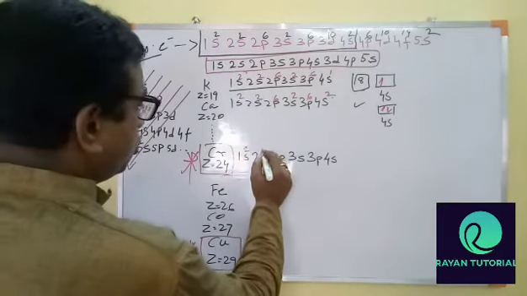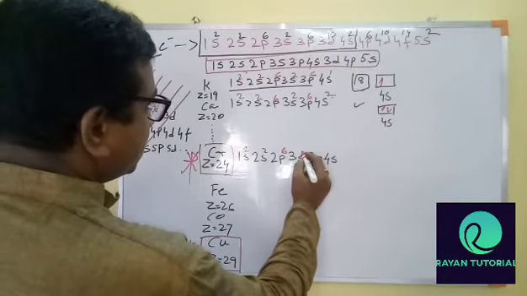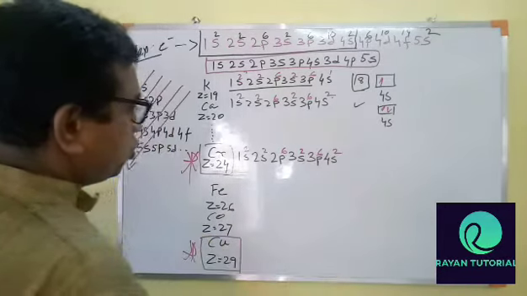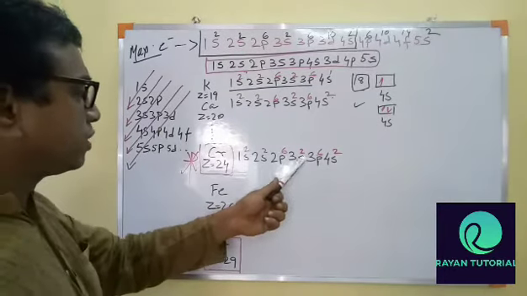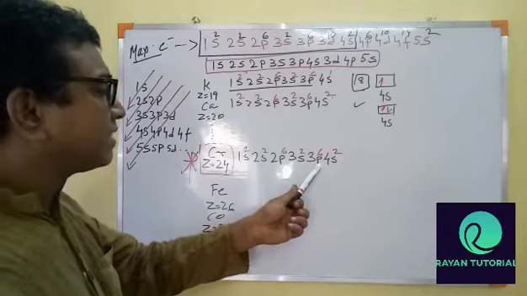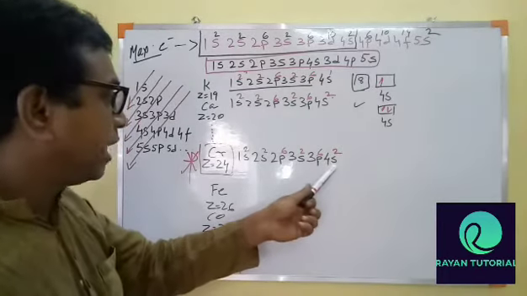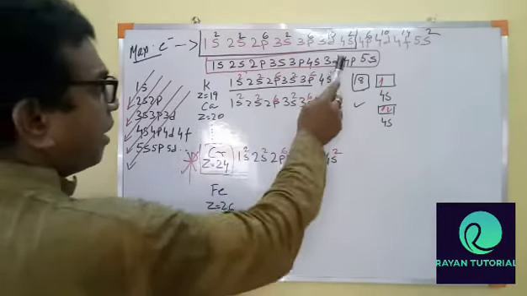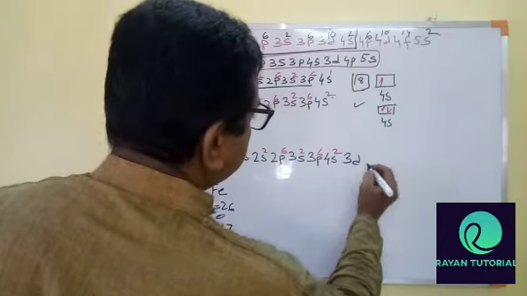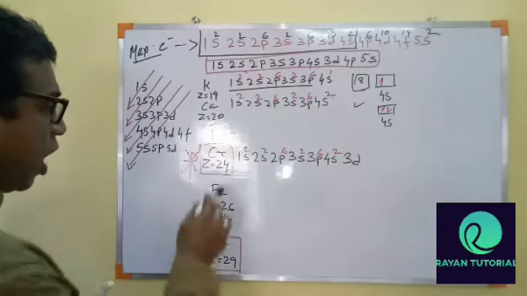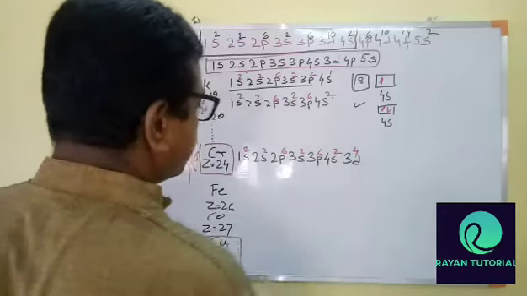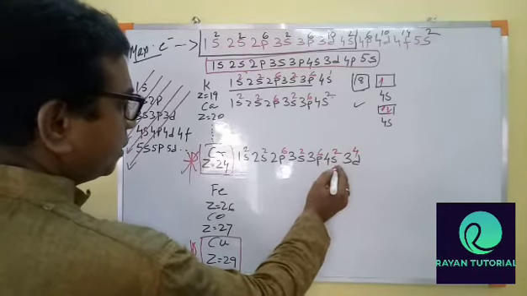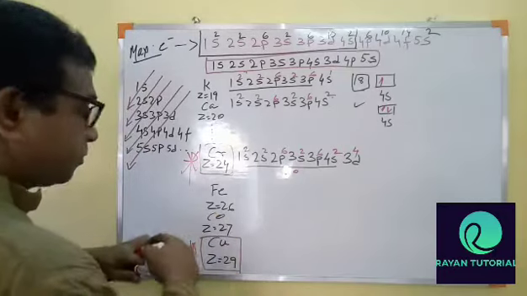So here 2, 2, 6, 2, 6, 2. 2 to 4 and 2 6, 6, 12, 12 and 6, 18, 20. That means up to here 20. So after 4s is 3d. So in this 3d, how many electrons do I have to fill up? 2 to 4, 10, 20. So up to here is 20.